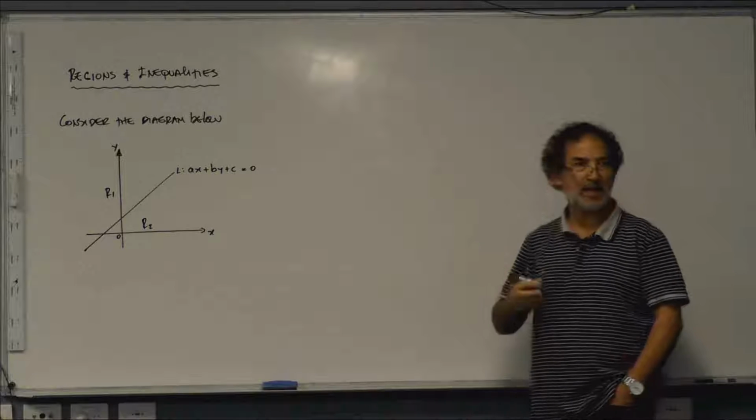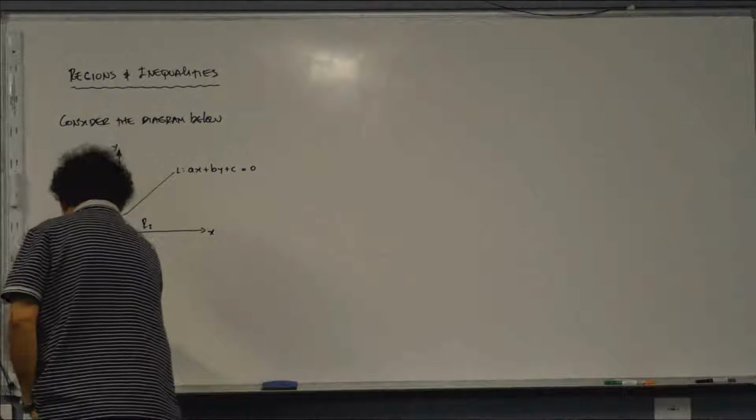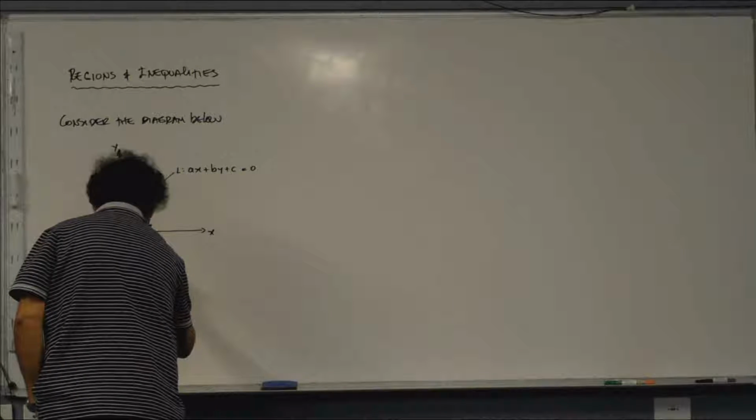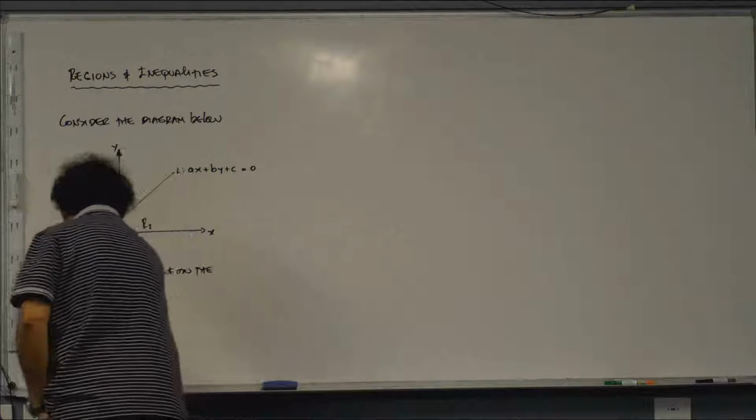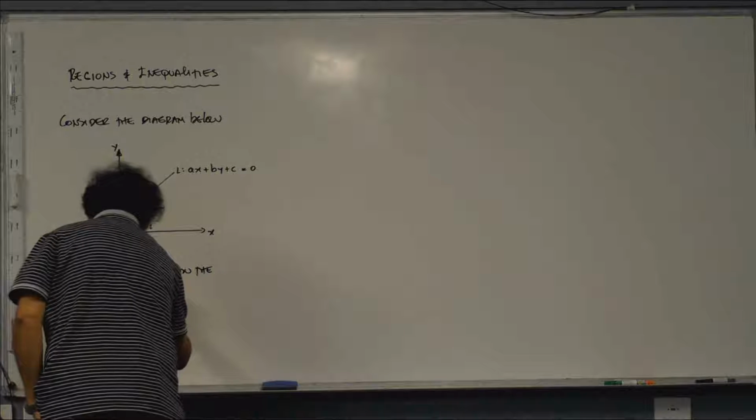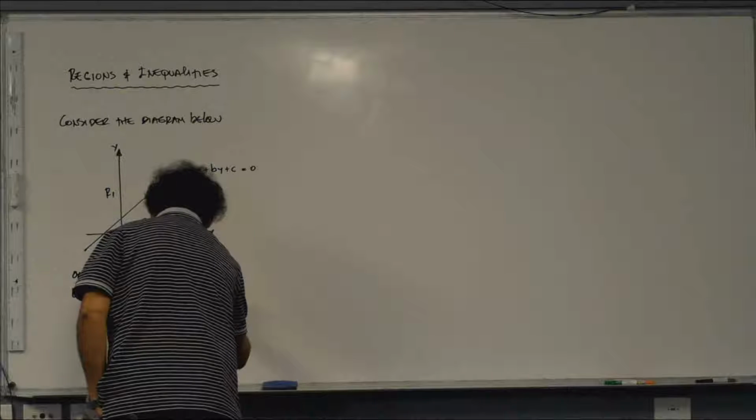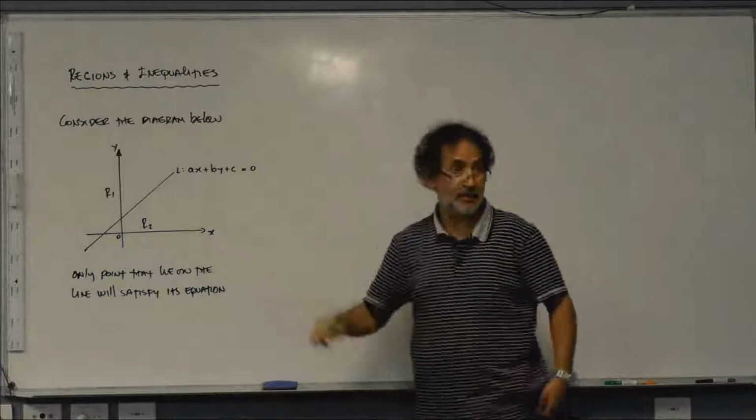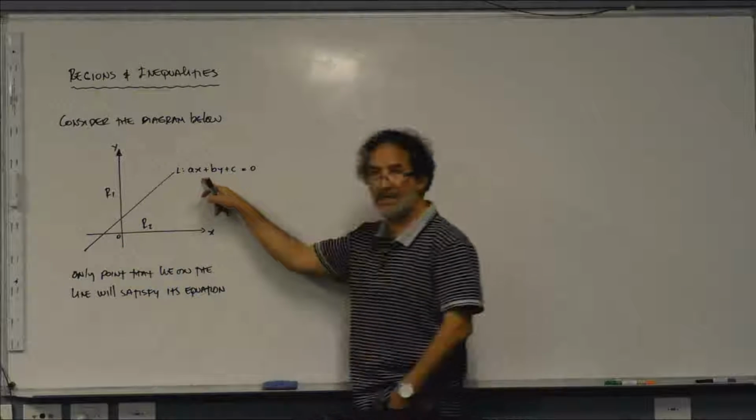And then it is reasonable to say that only points that lie on the line will satisfy its equation. Does it make sense? So only points that lie on this line will satisfy this equation.